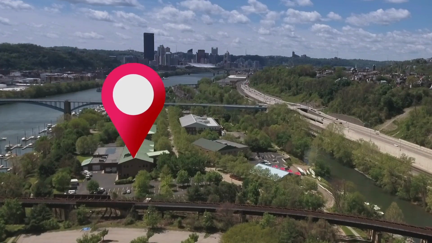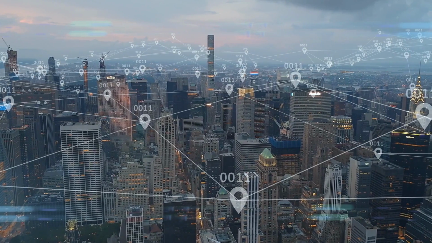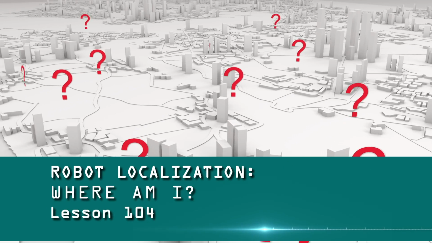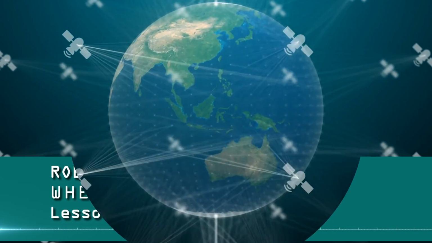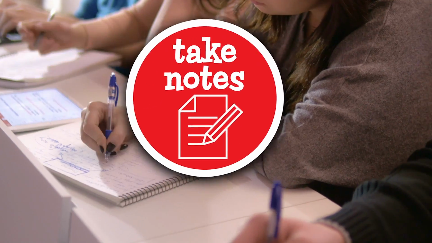A robot needs to be able to measure distances to nearby landmarks on the map and use what we call localization to answer the question, where am I? We'll explore that in Lesson 104. And we can do that with the math you may already know: geometry, trigonometry, algebra, and a few concepts from physics. Now there is a good bit of math in this episode, so get your pencils ready.